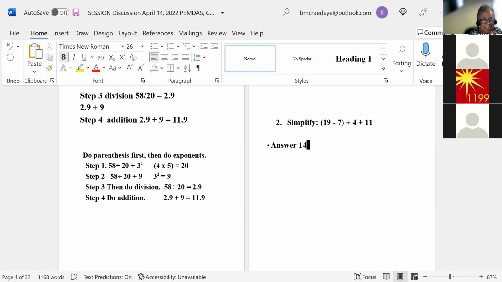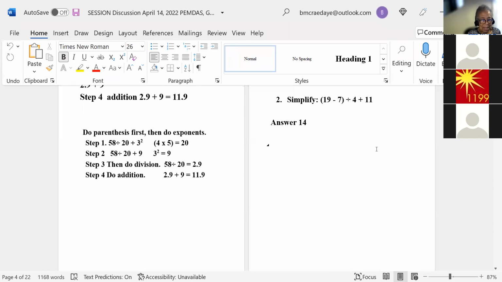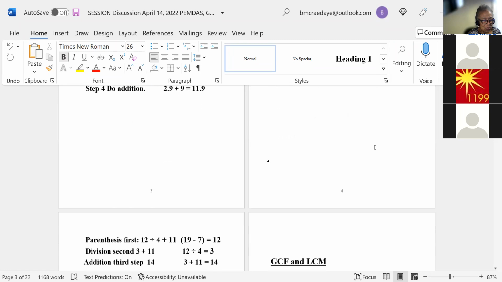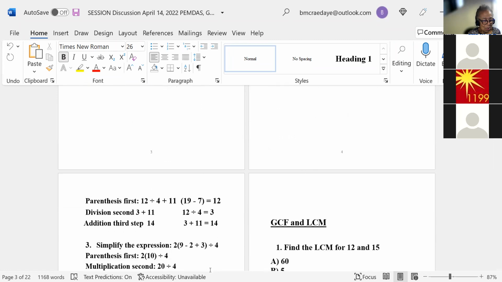Yeah, if you put it in right, the calculator will give you the right answer. But Vanessa is right. You do the parentheses first: 19 minus 7 is 12. Then do the division: 12 divided by 4 is 3. Then do the addition: 3 and 11 is 14. Answer 14. That was number 2. I want you to do number 3.